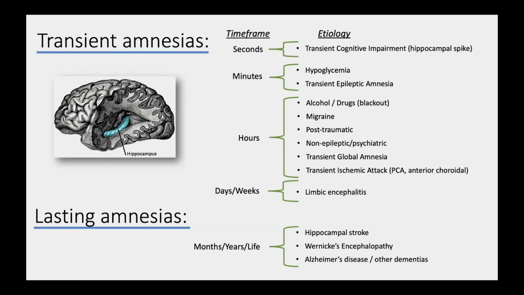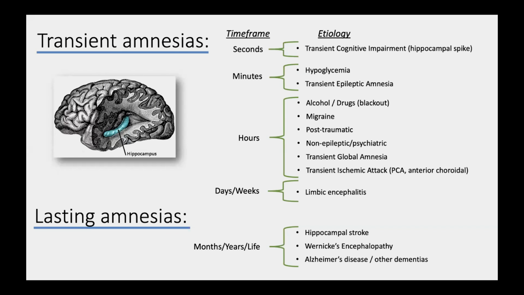On the order of seconds to minutes, you can get transient cognitive impairment due to epilepsy, but it's really just due to a really short burst that will happen, a hippocampal spike, for example. And on the order of minutes, things like low blood sugar, hypoglycemia, a very, very short seizure, which this sounds like it could possibly be, or on the order of hours.